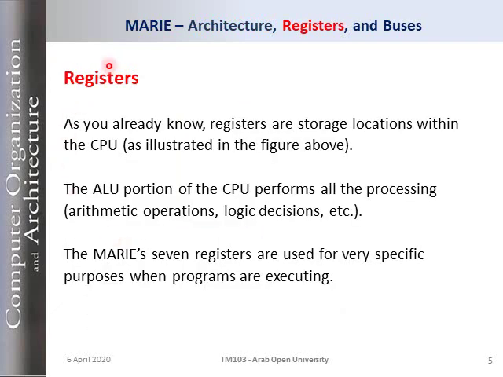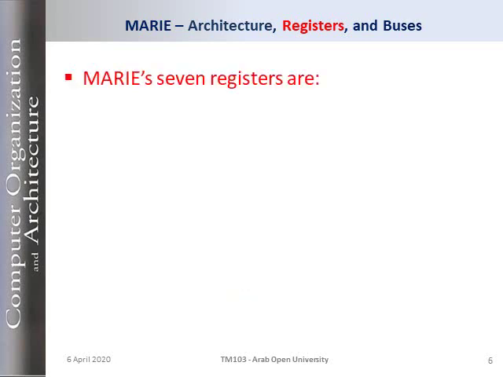The registers in Maria simulator: in general, registers are storage locations within the CPU. They are memory places to store data inside the CPU. The ALU portion of the CPU performs all the processing as usual. The arithmetic logic unit does all the arithmetic operations and logical decisions. The 7 registers are used for a very specific purpose when the program is executed. What are the 7 registers in Maria?